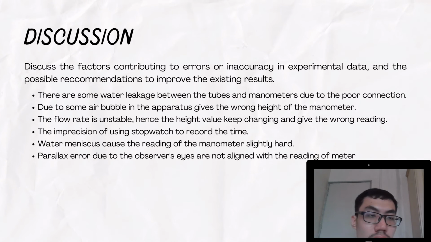The last topic is about the factors contributing to error and inaccuracy in experimental data. First of all, there is some water leakage between the tube and manometer due to poor connection, and due to some air bubbles in the apparatus, it will give the wrong height of manometer. Other than that, the flow rate is unstable, hence the height value keeps changing and gives the wrong reading. After that, the imprecision of using a stopwatch to record time gives us much trouble. Furthermore, water meniscus makes reading the manometer slightly hard. Lastly, parallax error occurs when the observer's eyes are not aligned with the reading of the meter.